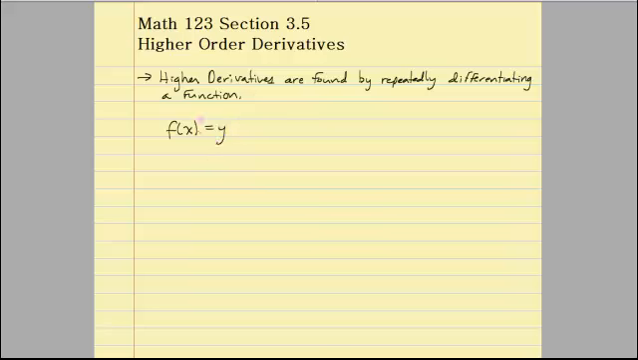this would be called our zeroth derivative, meaning we have not taken a derivative of this function. Then we could look at taking successive derivatives like f prime of x. This would be equal to y prime, which would of course be equal to dy/dx. These are all notations for the same thing. This would be called our first derivative.